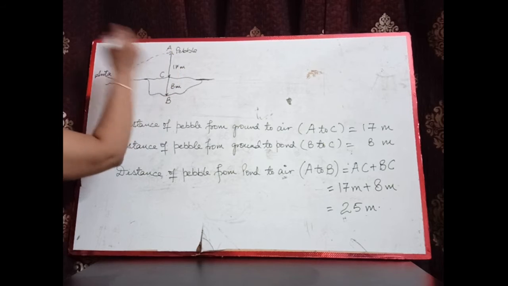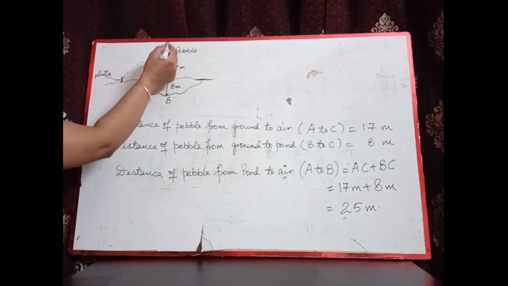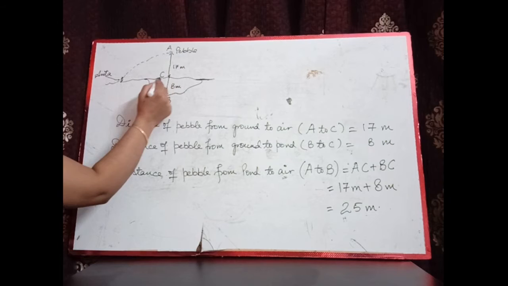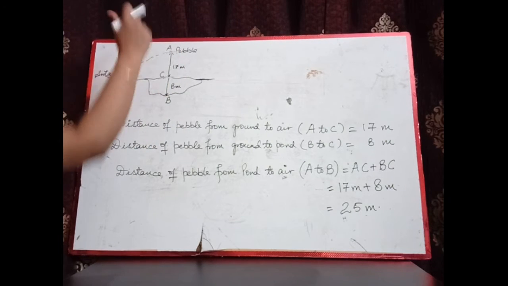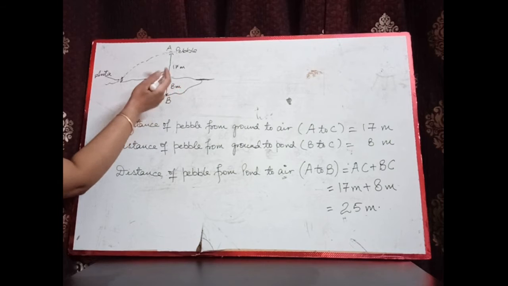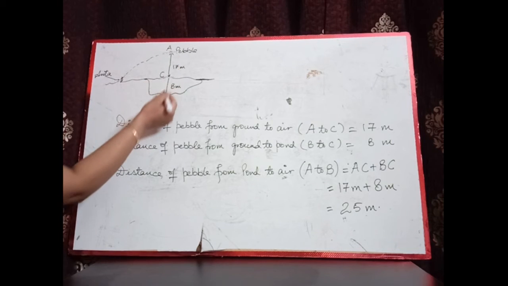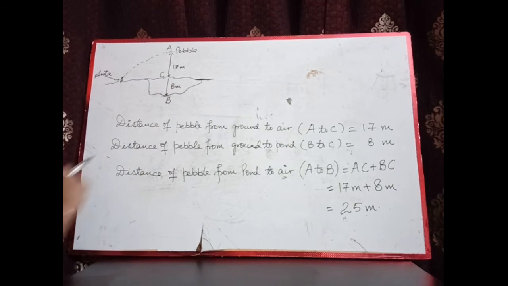in the air. When it comes down to the earth, the distance between Earth and the pebble is 17 meters. This distance is 17 meters. And here there is a pond. When it goes below Earth, the distance between the Earth and the ground is 8 meters.